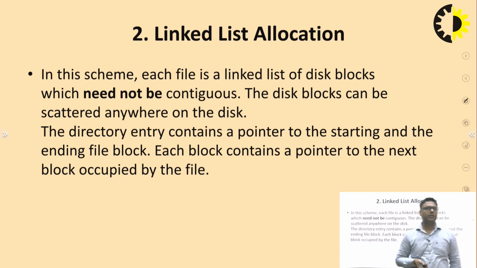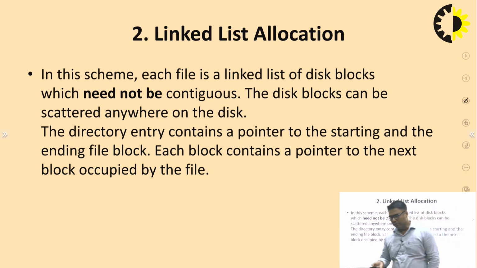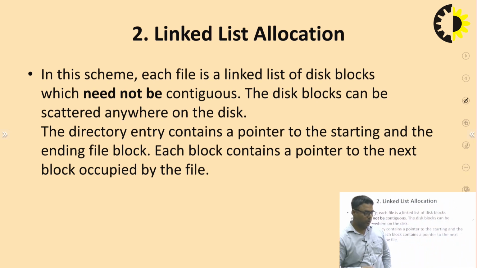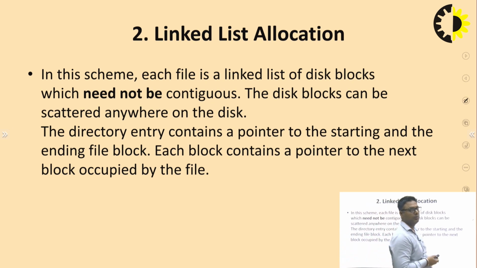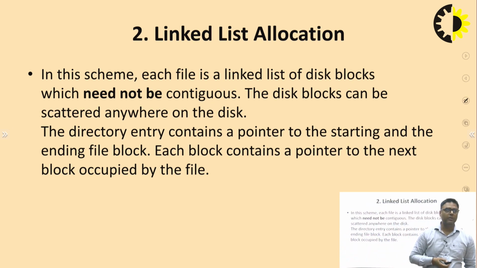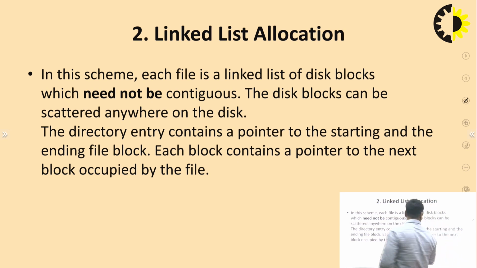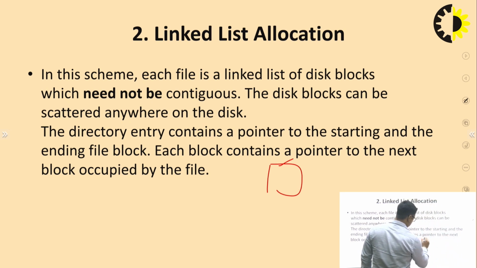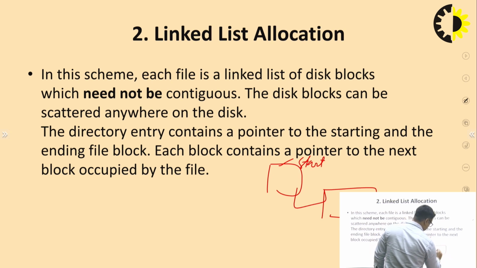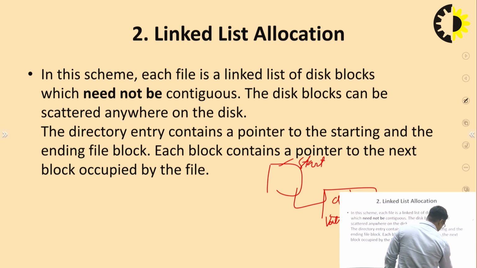Next is linked list allocation. Linked list, all of you know that a linked list basically works on pointers. Basically in a linked list structure, one part is used to store the value, suppose the value of A, and the other stores the address of the next value. It works in this form.